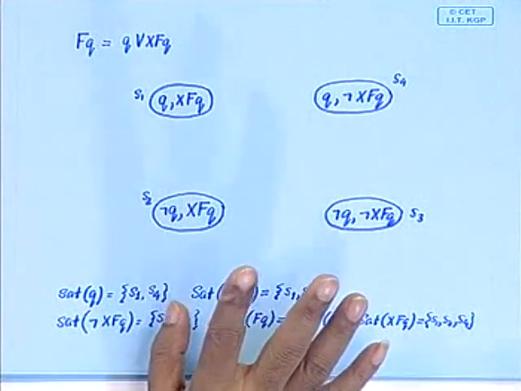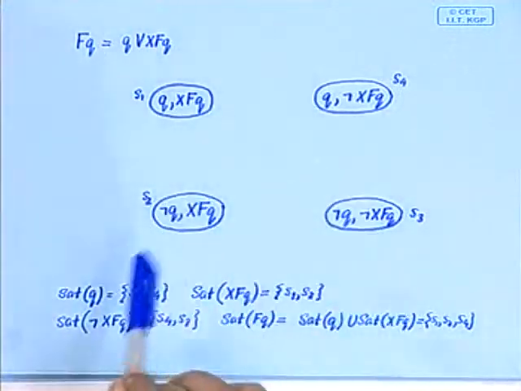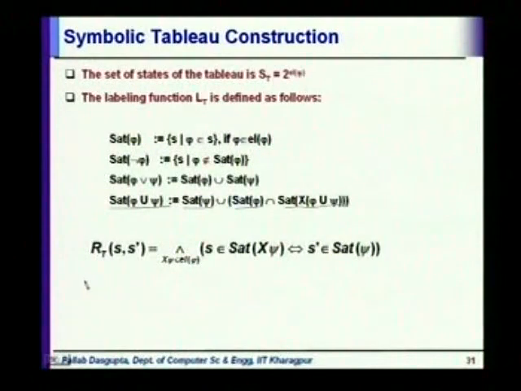Right? Now, this is all defining what is holding at which states. The next thing is to define the transition relation. So where do we put the edges in the tableau, right? So the transition relation is defined here like this, that the transition relation R(S,S') is the intersection of these things, that I put a transition from S to S', provided that S belongs to sat of X psi if and only if S' belongs to sat of psi. Right? So from this state S to this state S', we will put a transition. Okay, let us come back to this picture example and first understand what this means.